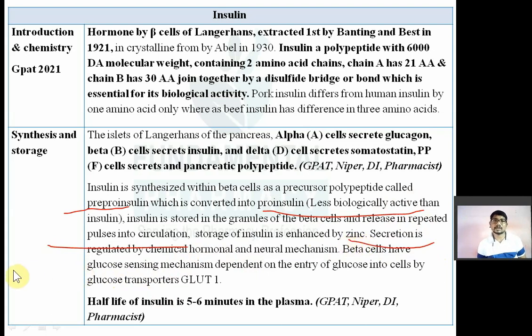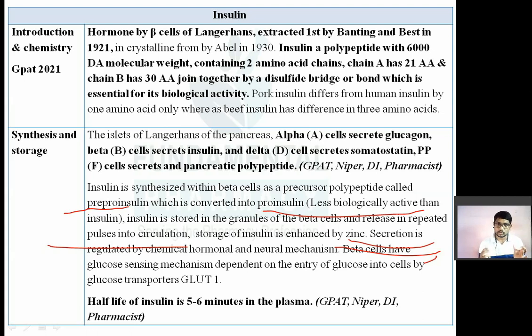Secretion is regulated by chemical, hormonal and neuronal mechanisms. So insulin secretion is regulated by three mechanisms: chemical, hormonal and neural. Beta cells have a glucose sensing mechanism dependent on the entry of glucose into the cell by glucose transporters. Pancreatic beta cells have glucose transporters on them. When the glucose level in the pancreatic artery increases, glucose goes into the pancreas, inside the beta cells through glucose transporters.